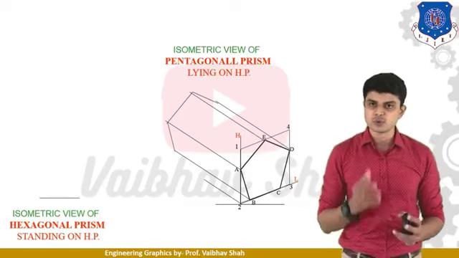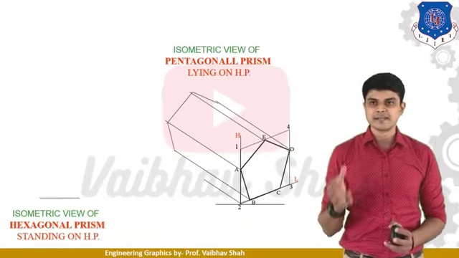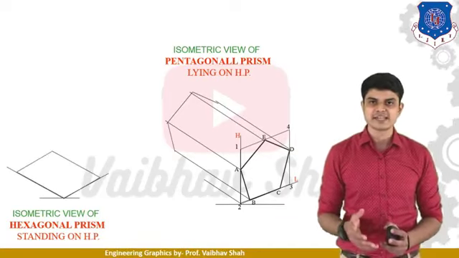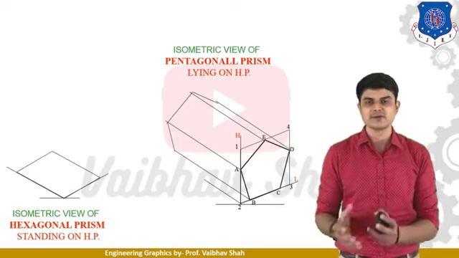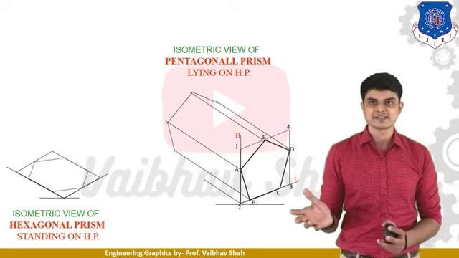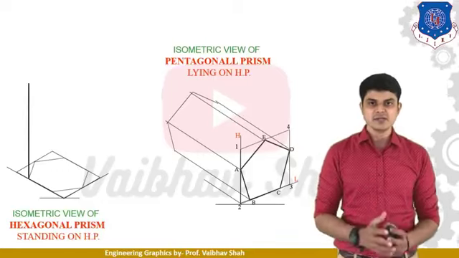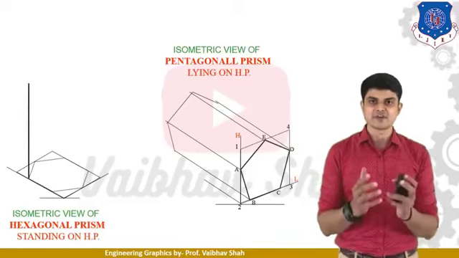Then after, let us move to see the hexagonal prism standing on HP. Hexagonal prism standing on HP means the hexagon is resting on HP. So we'll be drawing this hexagon in such fashion into a box. Then after, we must have the height of the prism. Let us suppose 80 mm is the height.